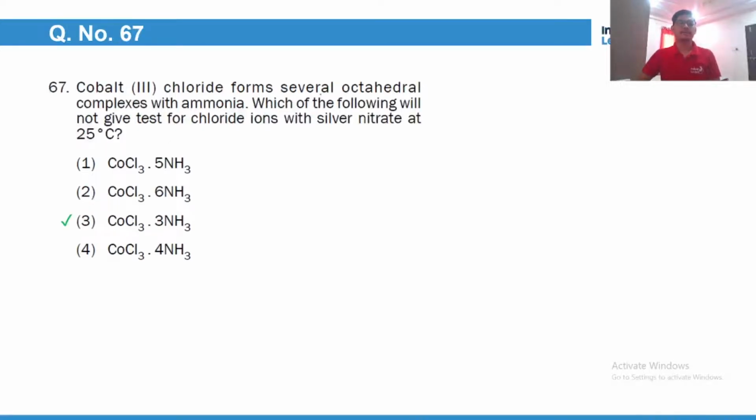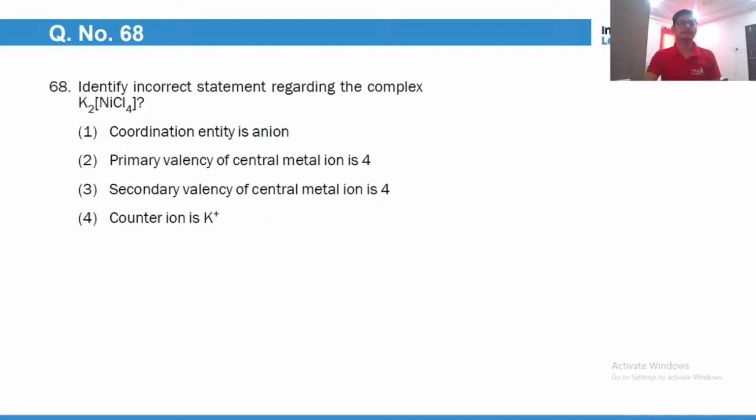Cobalt(III) chloride forms several octahedral complexes with ammonia. Which of the following will not give the AgCl test? Of course, the chloride should be outside the coordination entity, and this is possible in all but this one, because for an octahedral complex we need 6 ligands. 3 would be provided by 3 ammonia and 3 by chloride. So there wouldn't be any chloride left outside of the coordination sphere.